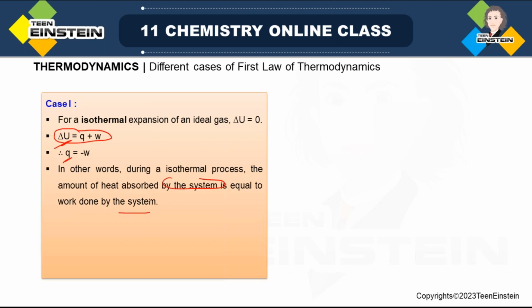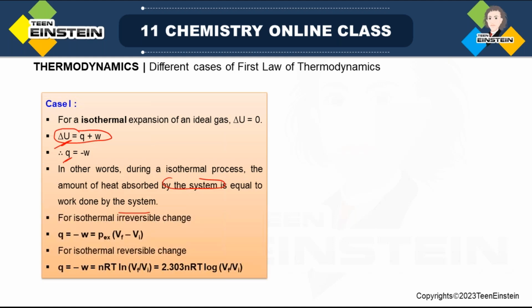Now work done by the system, we have seen the sign convention in the previous class. When it is work done by the system, it is negative. When it is work done on the system, it is positive. So in this case you can see it is negative, and that is why the heat absorbed by the system is equal to minus W. That means the work done by the system is equal to the heat absorbed.